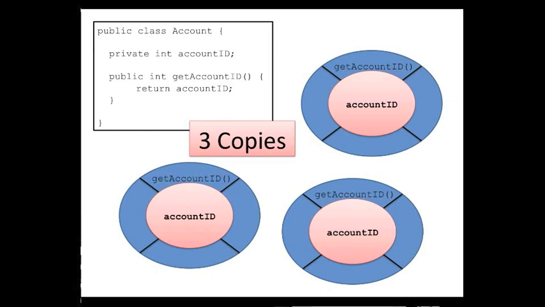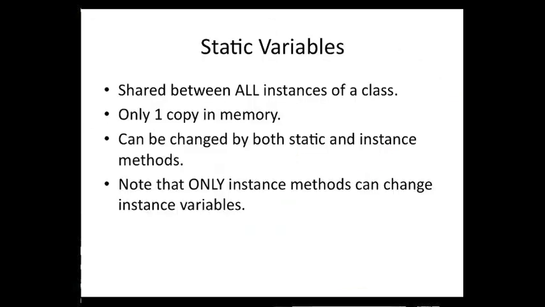So how does this differ from static variables? Well, static variables are a little bit unique. Whereas with instance variables, we have one copy of each property for each object, static variables are shared amongst all instances of a class. Therefore, there's only ever one copy of a static variable in memory. And a couple of properties that you'll see as we play with these is that we can change static variables using both static and instance methods.